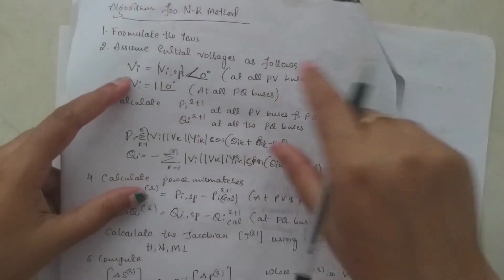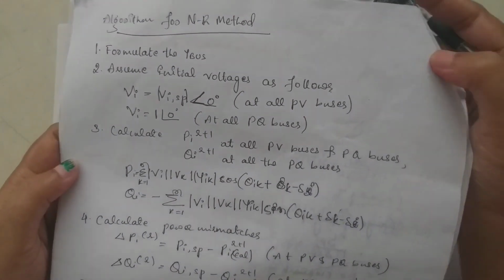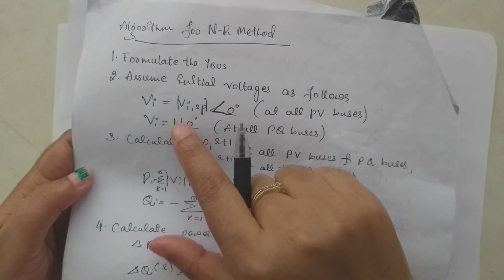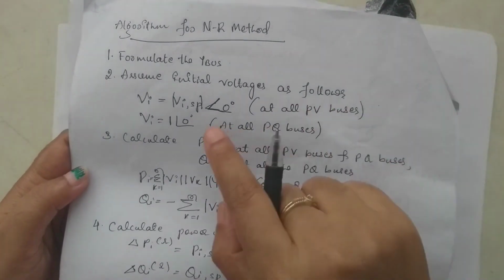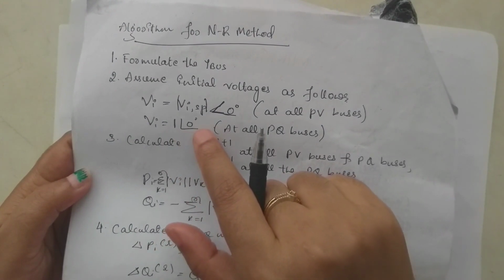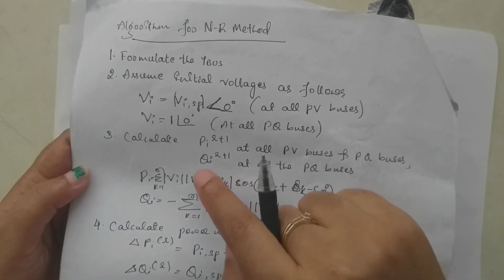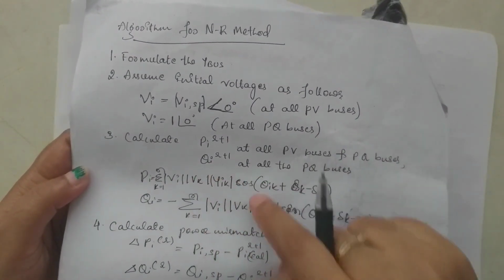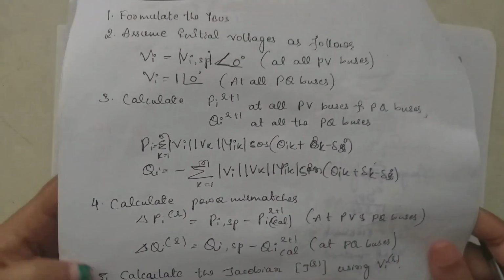The algorithm for the NR method goes like this. First, we have to formulate the Y bus. Then we make the initial assumption: Vi equal to Vi at an angle 0 for all PV buses, I mean you need to assume only delta. Vi is equal to 1 at an angle 0 for all PQ buses. This is the same as that of the GS method. Next, we calculate Pi and Qi using these two equations, and we calculate the power mismatches.